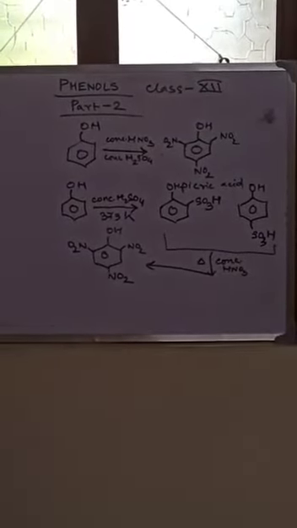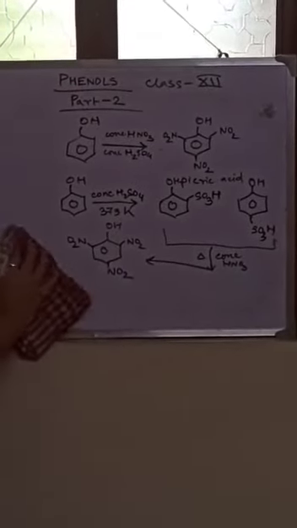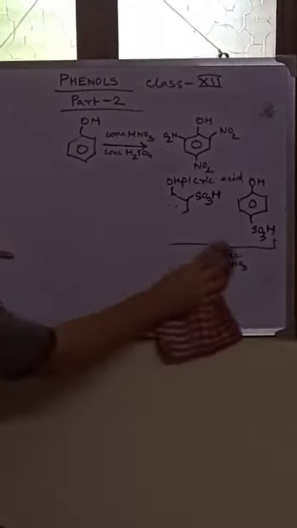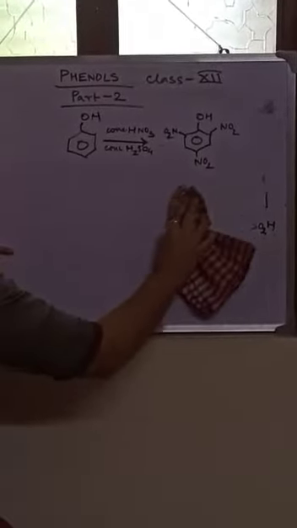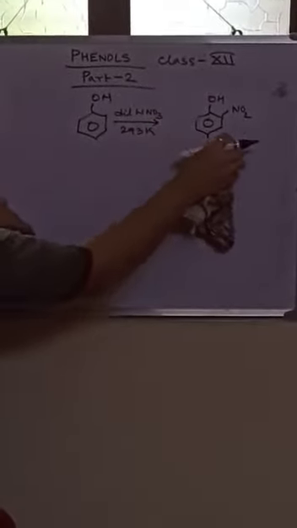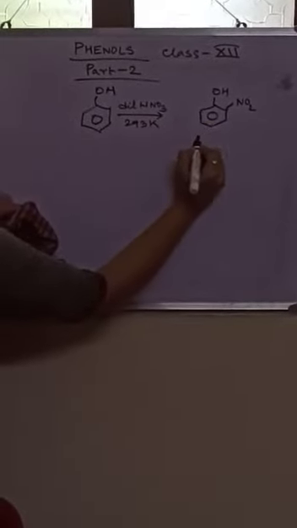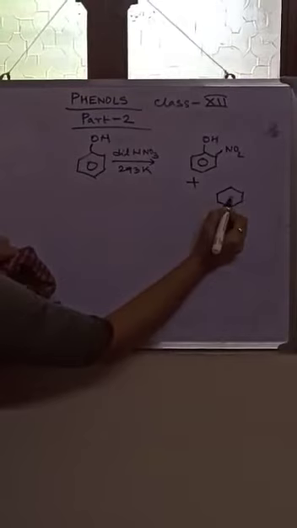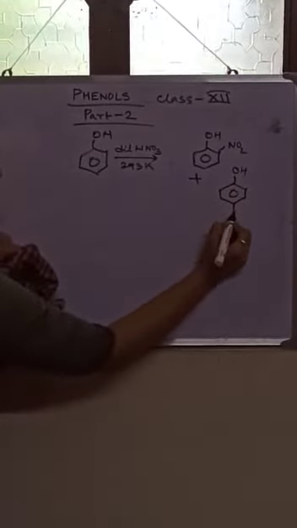Okay, if we want to get the mono-substituted products, then we have to control the conditions. We have to lower the temperature to 298 Kelvin, and we have to use dilute nitric acid. Then we will get a mixture of ortho and para isomers.